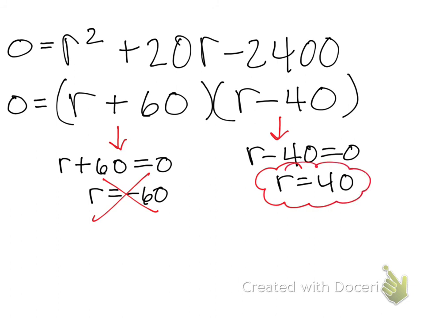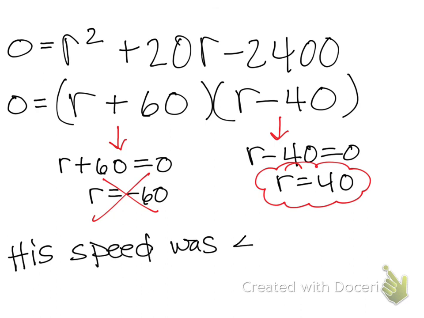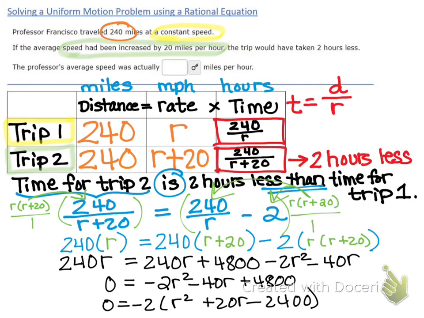So we can write out a nice sentence to explain that. So his speed was 40 miles per hour. Or if you're working on the assignment online and you want to go back to that original slide, we can see that his speed was actually 40 miles per hour.